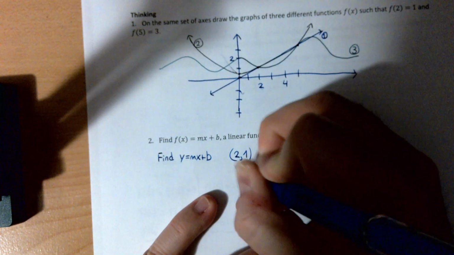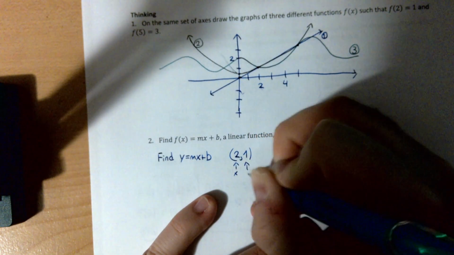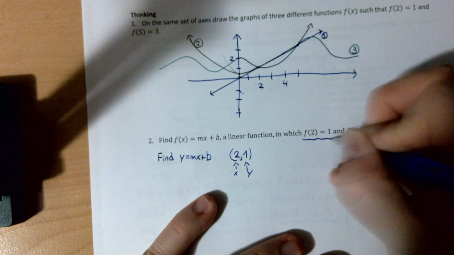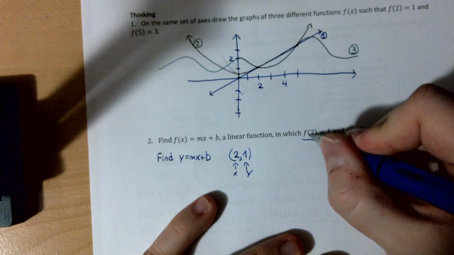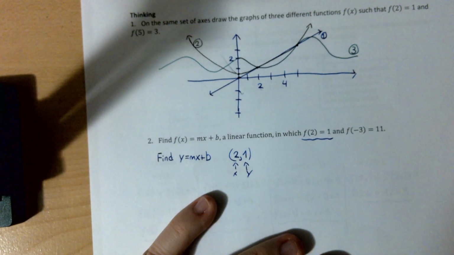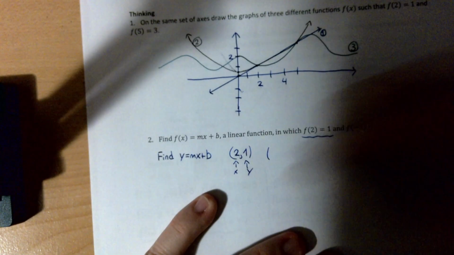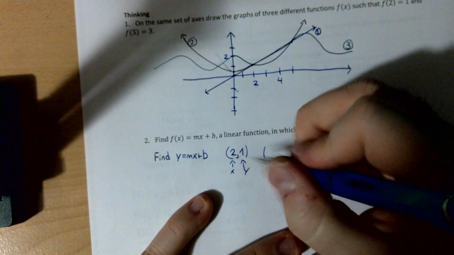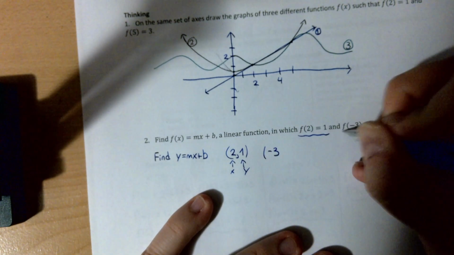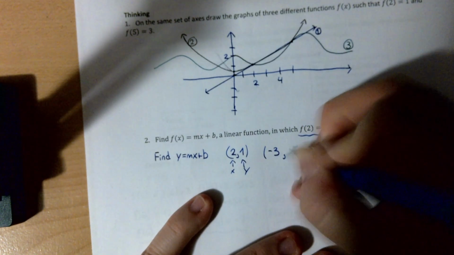When x is equal to 2, my y is equal to 1, right? That's what basically this part is saying, because when I plug in x is equal to 2, my function is going to give me 1. And my other point, which will be when x is equal to minus 3, my y value will be equal to 11.